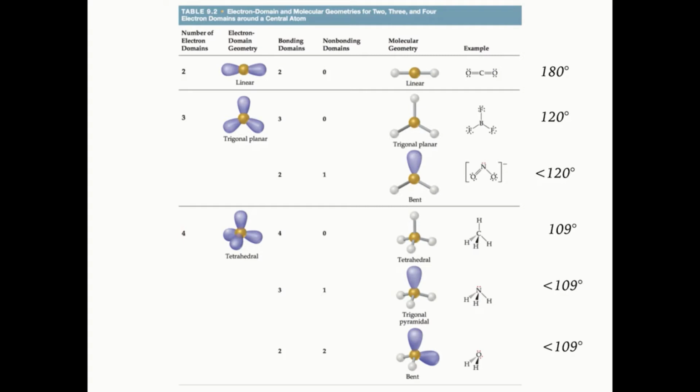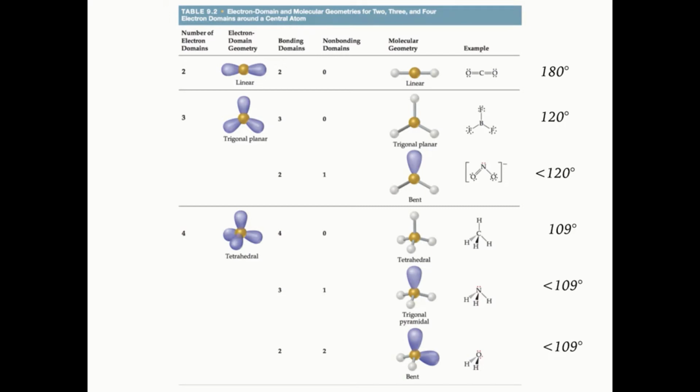All right, so let's look at something that's familiar. If you have a total of 2 electron domains, okay, if you look here, if you have 2 that are bonding and none that are non-bonding, then your molecular geometry is going to be linear, all right? And the bond angle for this molecule will be 180 degrees, okay?